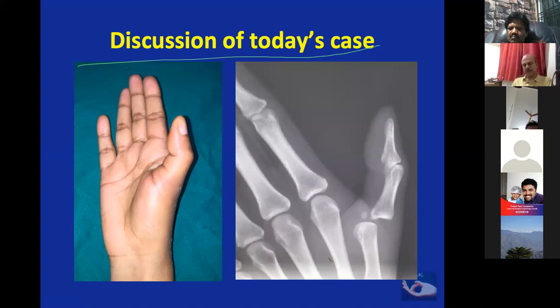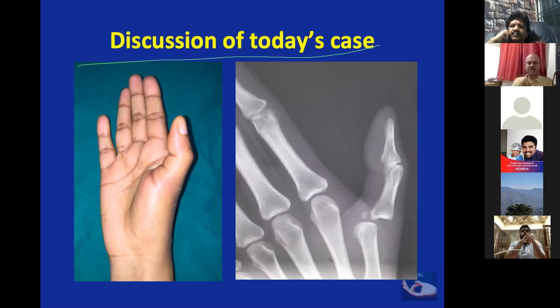These two sesamoid bones are found within the insertion of the flexor pollicis brevis and the abductor pollicis brevis, which are thenar muscles. Now, if you look at this X-ray, you'll find that these sesamoid bones are close to the proximal phalanx. This means that the insertion of the thenar muscles is intact.